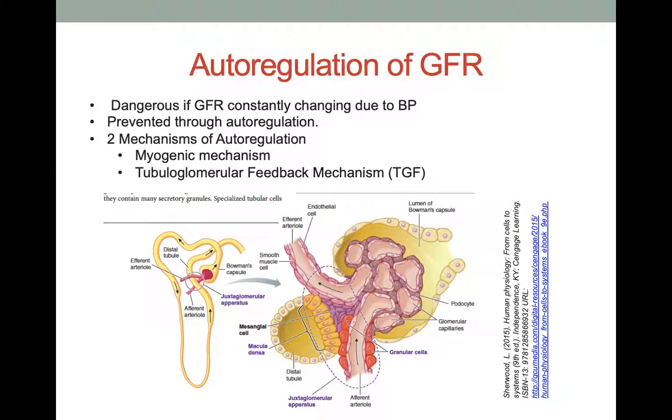In the opposite situation, when less salt is delivered to the distal tubules due to a fall in arterial pressure, less ATP and adenosine gets released by these macula densa cells, and then afferent arteriole vasodilation increases glomerular flow rate, restoring GFR to normal.